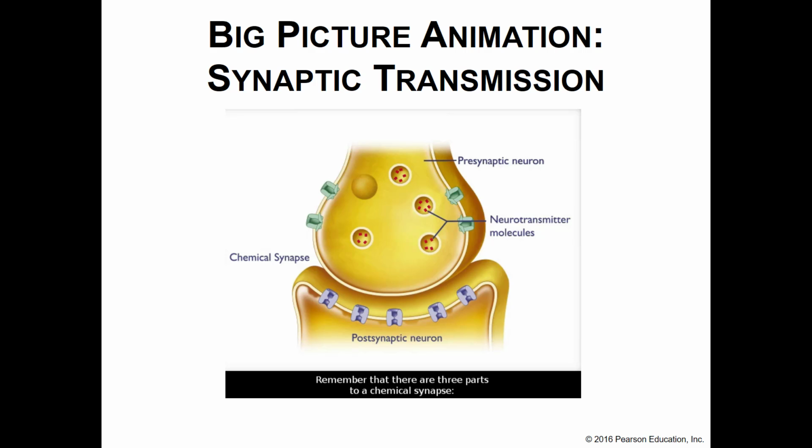Remember that there are 3 parts to a chemical synapse. First is the axon terminal of the presynaptic neuron, which contains synaptic vesicles that store neurotransmitters. Second is the postsynaptic neuron, whose membrane contains neurotransmitter receptors. And third is the microscopic gap between the two called the synaptic cleft.